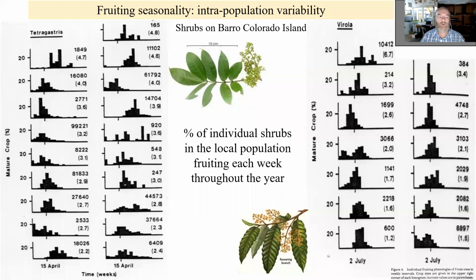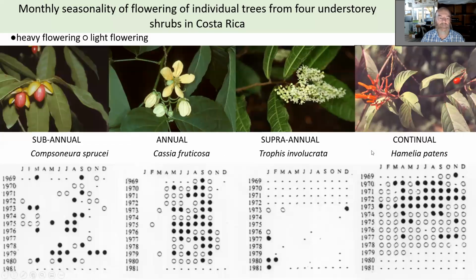The same goes also for individual production of flowers and therefore fruits. These are, again, individual shrubs and their production of fruits. This is for Tetragastris, and then this is for Virola. So you can also see that you can have different strategies on individual level. Some individuals can have very peaked production, some can spread it more over a longer period of time.